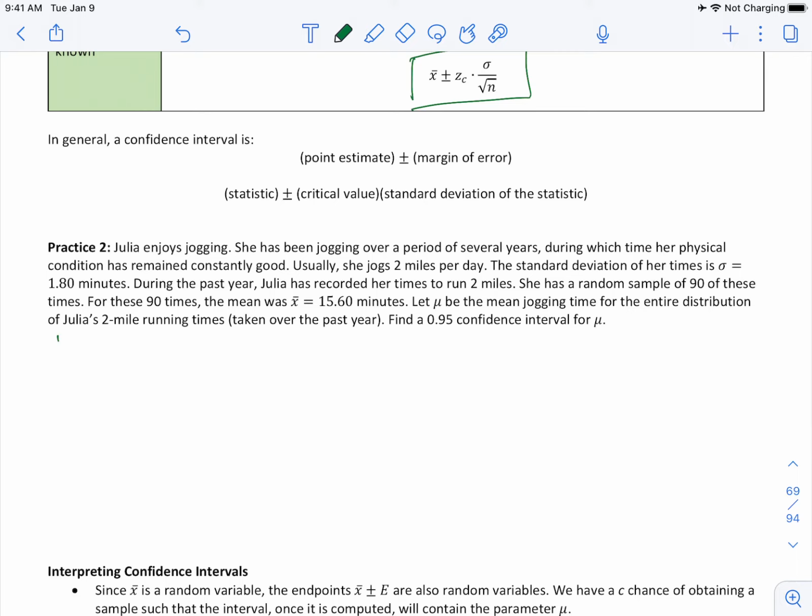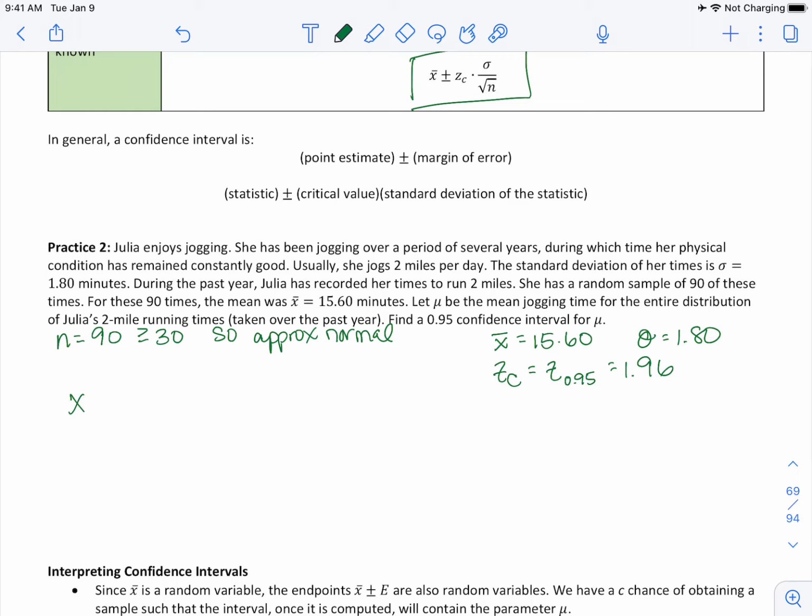All right, so our sample size is 90, which is greater than or equal to 30, so we know it's approximately normal. And our important information: X bar is 15.60. Our sigma is 1.80. And then our ZC, if we look back, we're looking for Z of 0.95, and this is 1.96.